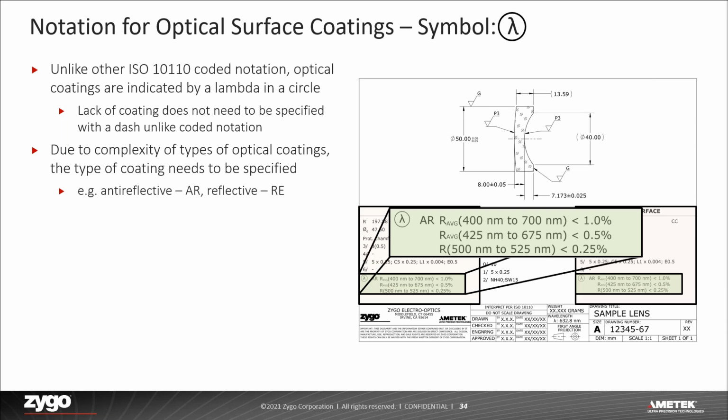Switching gears, when we look at optical coating surfaces, the coded notation is different from other tolerances on an ISO 10110 drawing. Coatings are specified for a surface with a lambda in a circle, followed by the type of coating. Different from other types of notation or parameters for an optical component, the lack of a lambda in a circle does not imply a default tolerance, thus no need for a dash.